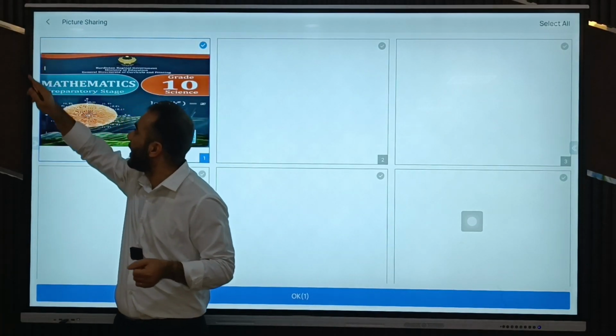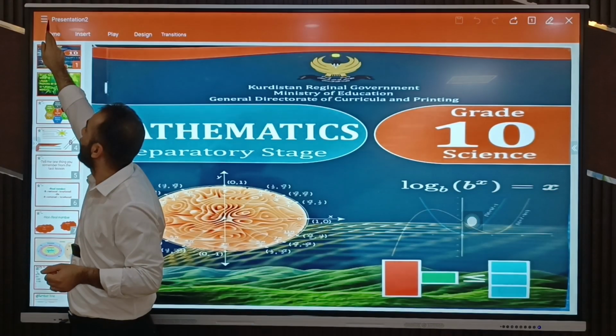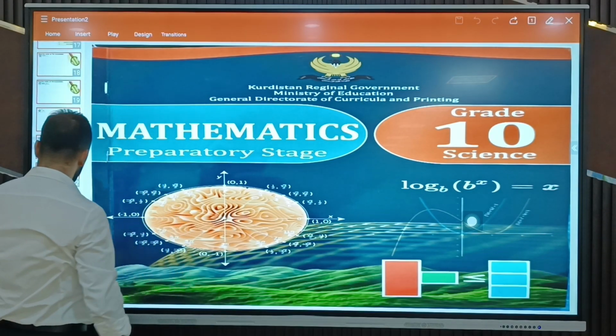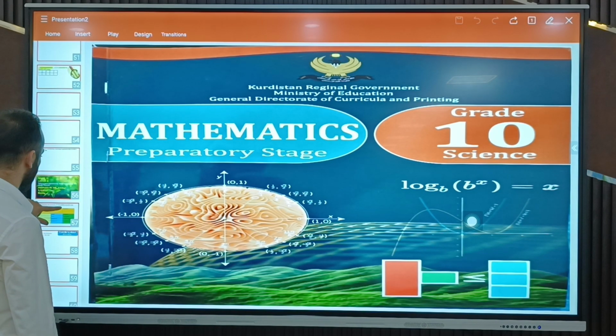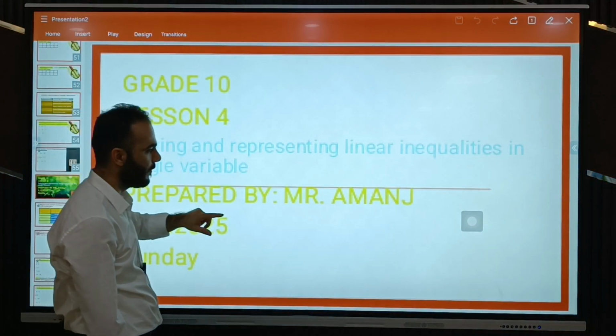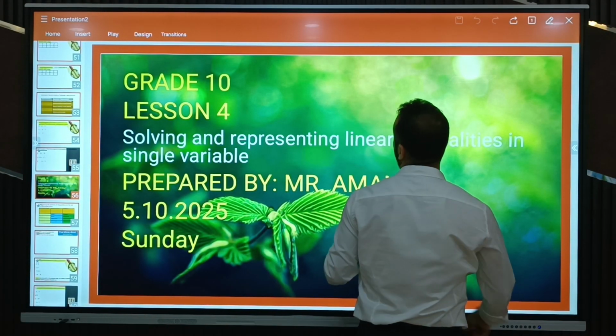So, in today's lesson, we're going to talk about lesson 4 under the title of inequality. So, you may know that inequality from the previous grades, especially grade 9.